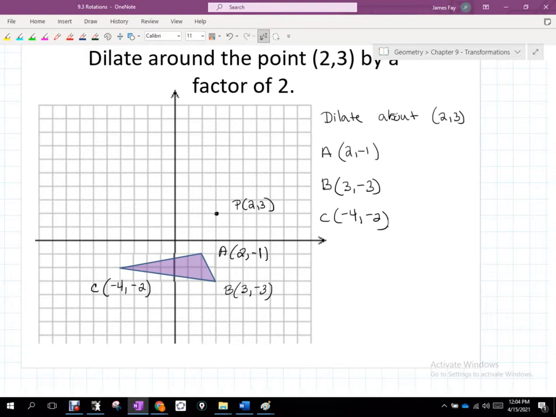All right. So yesterday we talked about how, if I'm going to dilate around 0, 0, all I've got to do is multiply the x values and the y values by how much they want me to dilate, right? And it gives you my new points, okay?